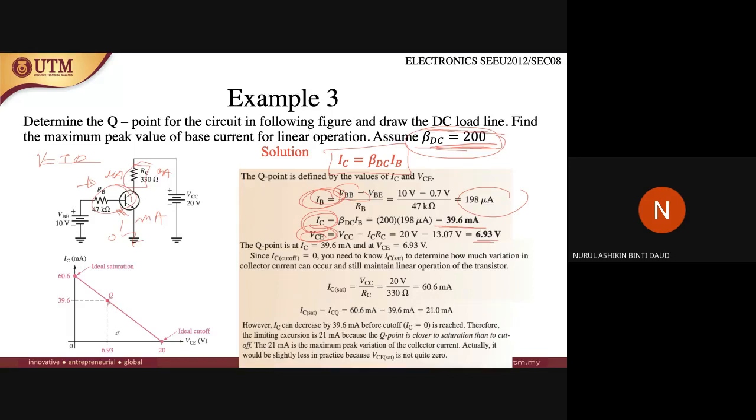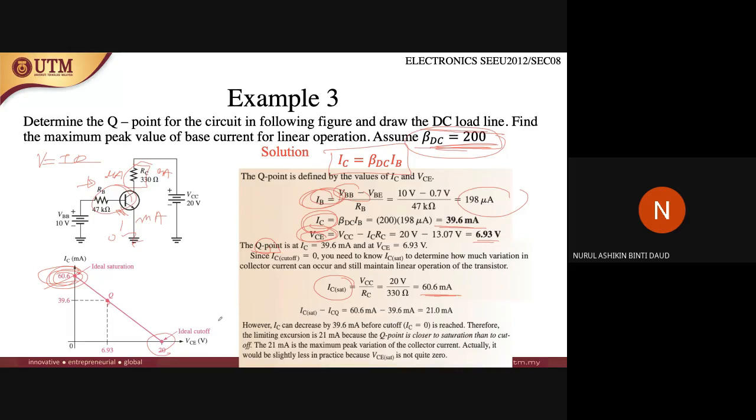Next, you already have the Q point, but you cannot plot the graph yet. You need to find the values of saturation and also cutoff. To find the collector current at saturation, it is VCC divided by RC. So you will get 60.6 milliamps. This is the value for ideal saturation.